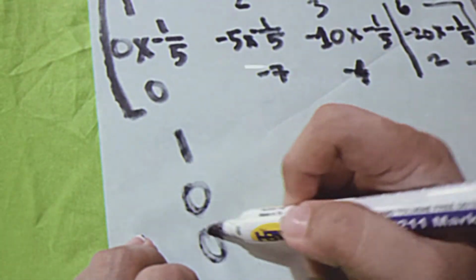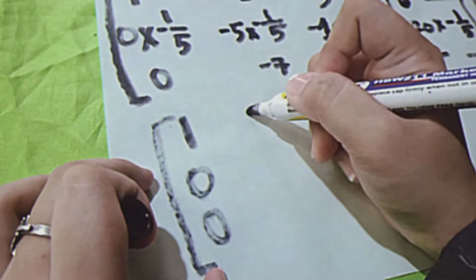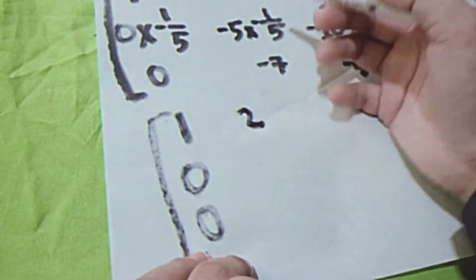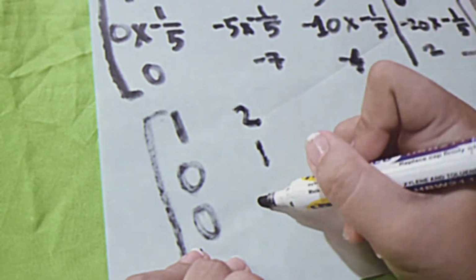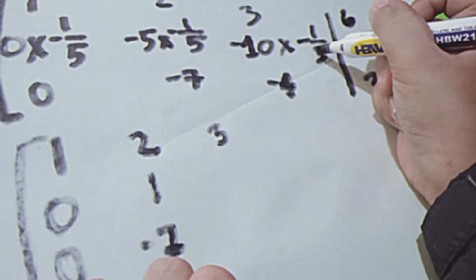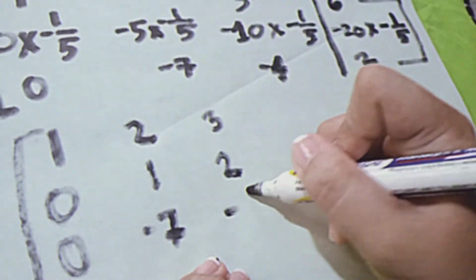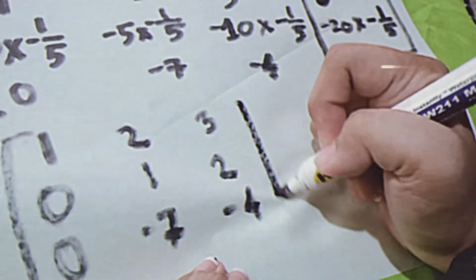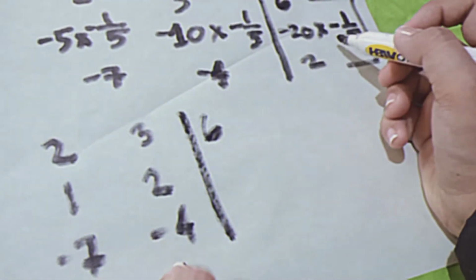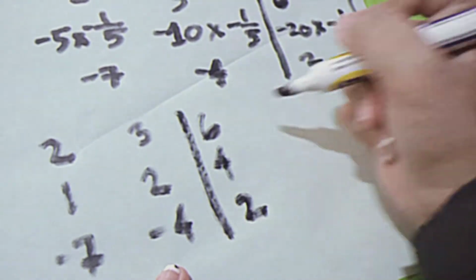Then copy this 0. Then 2, negative 5 times negative 1 over 5 is 1. Then negative 7, 3, negative 10 times negative 1 over 5 is 2. Then copy this negative 4. Then 6. Negative 20 times negative 1 over 5 is 14. Then 2.